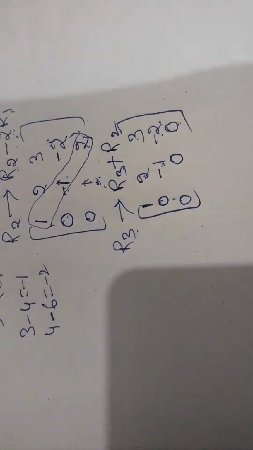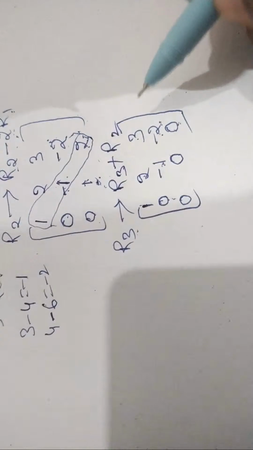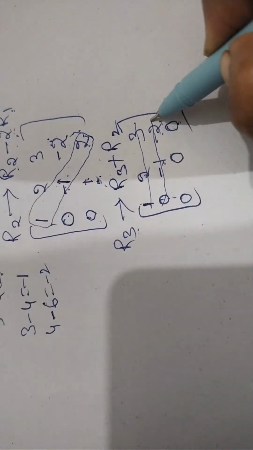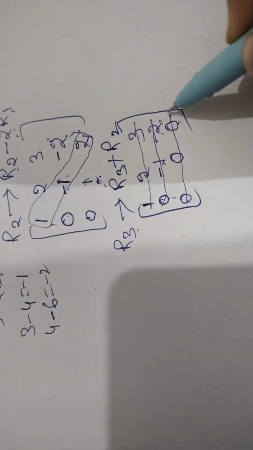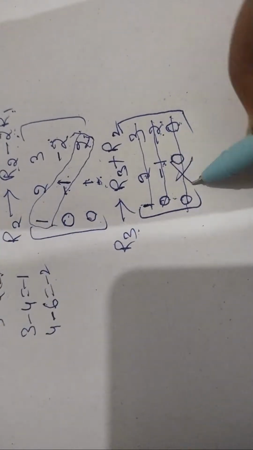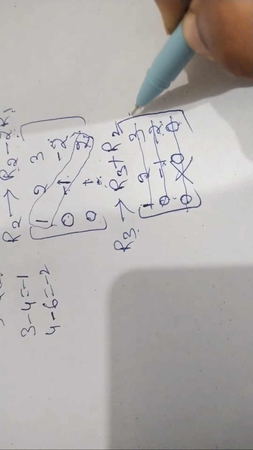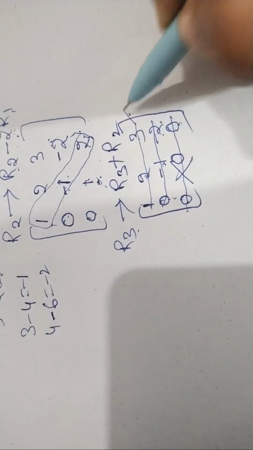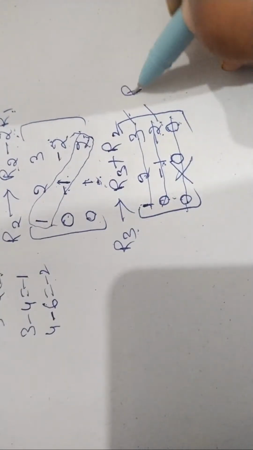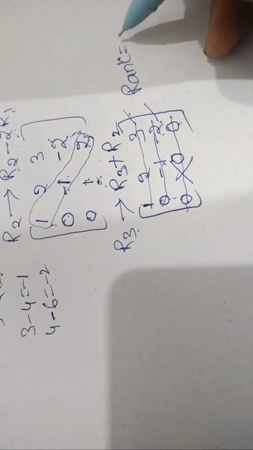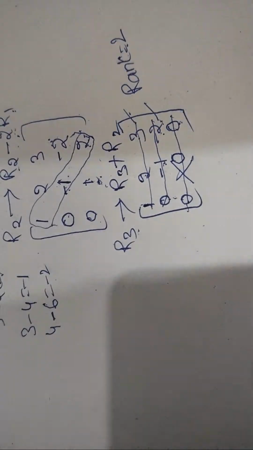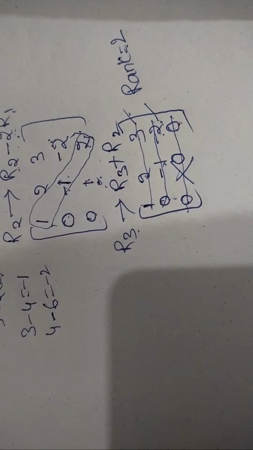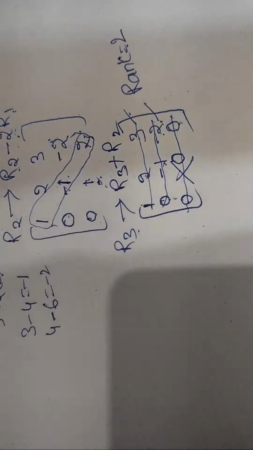Now count the number of non-zero rows. So it is one non-zero row. It is also a non-zero row. But this is a 0 row. So eliminate this 0 row. Then how many non-zero rows remain? 1, 2. So the rank is 2. So this is the rank. Now next, we will see one more problem on the rank.